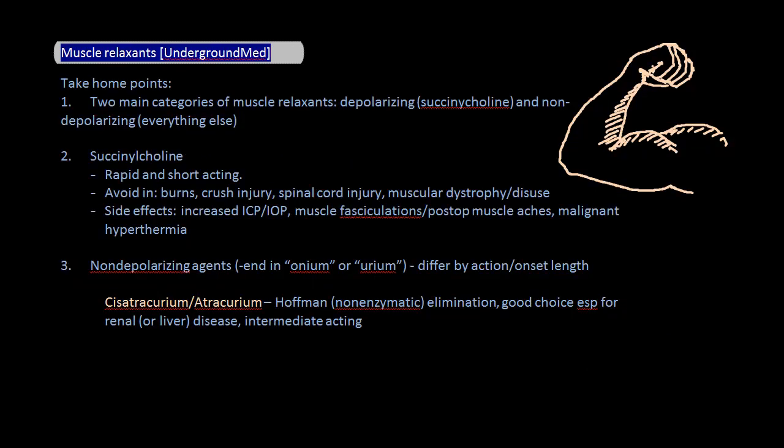There are two main categories of muscle relaxants, depolarizing succinylcholine and non-depolarizing, which is everything else. Succinylcholine is a rapid and short-acting drug used for rapid sequence intubation. You want to avoid succinylcholine in patients with burns, crush injuries, spinal cord injuries, muscular dystrophy, or disuse syndromes. Other side effects of succinylcholine include increased ICP, muscle fasciculations, post-op muscle aches, and malignant hyperthermia. And finally, the non-depolarizing agents differ by the metabolism and onset of duration. You want to remember that cisatracurium and atracurium are eliminated by Hofmann elimination. Phew, that was a lot, so good luck and just review.